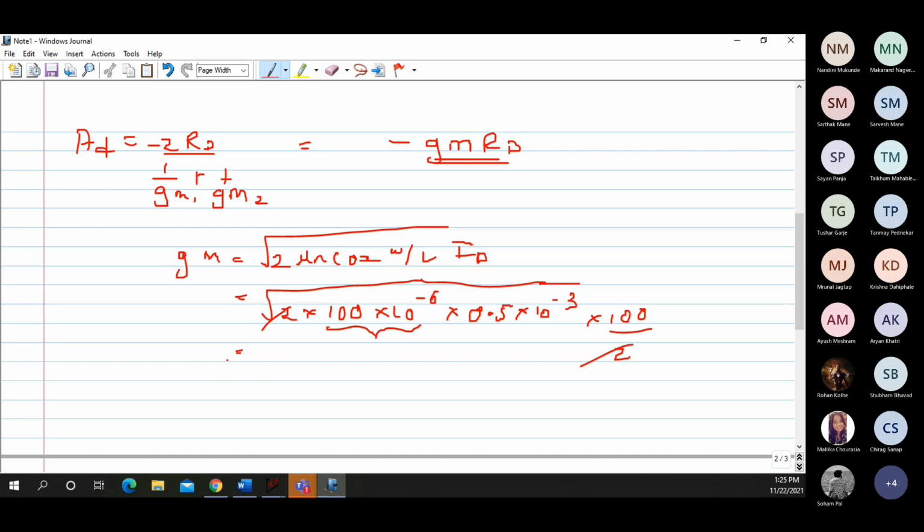And if you solve this, can somebody tell me what is the value of Gm quickly? Can somebody solve this?